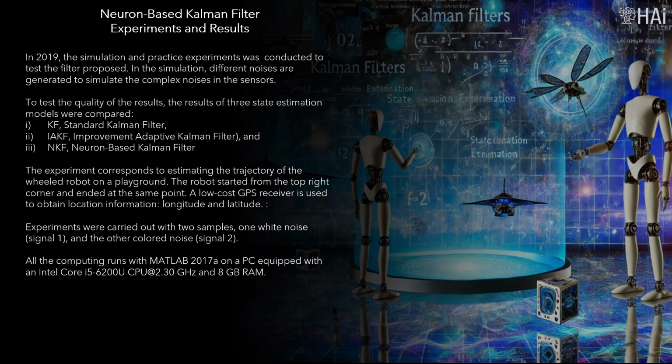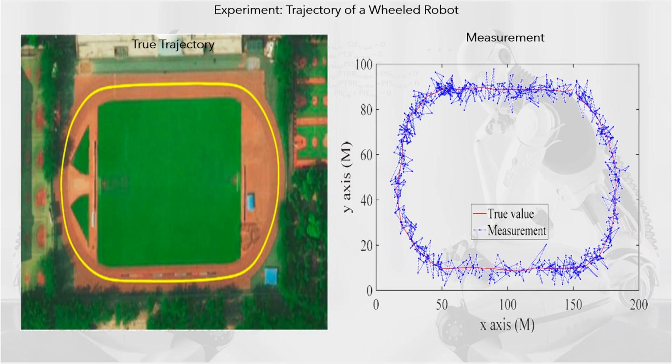Experiments were carried out with two samples, one white noise, signal 1, and the other colored noise, signal 2. The figure shows the trajectory of the wheeled robot. The image on the left is calculated using an exact mathematical formula, and the image on the right shows the results of filtering on the x-axis and y-axis.